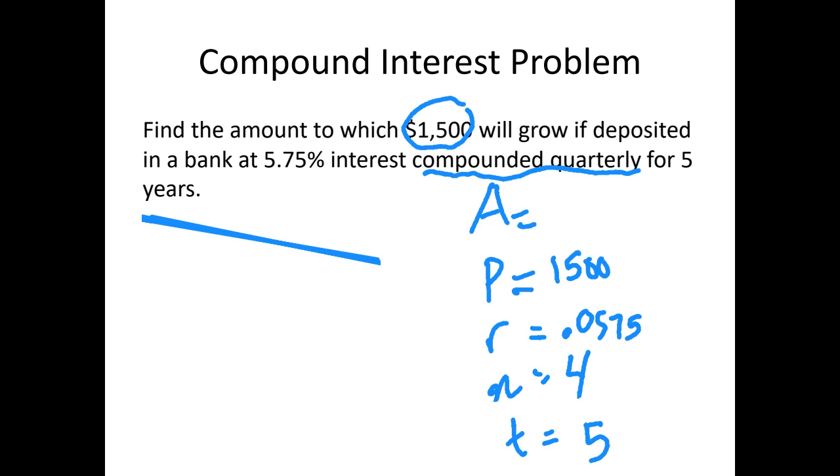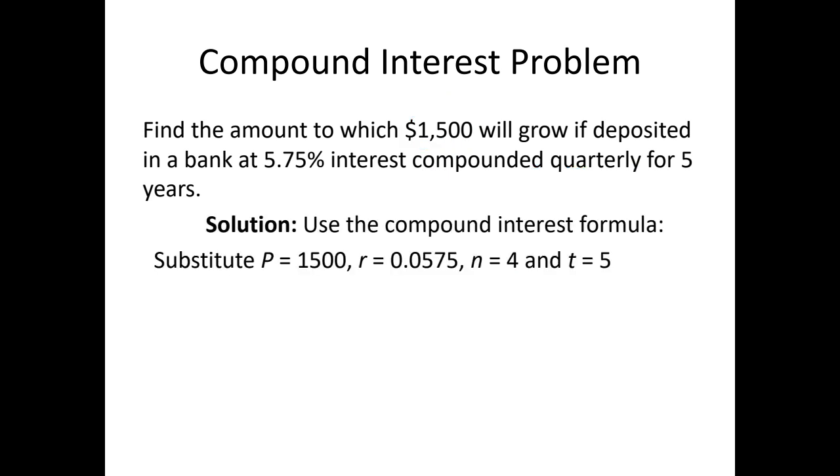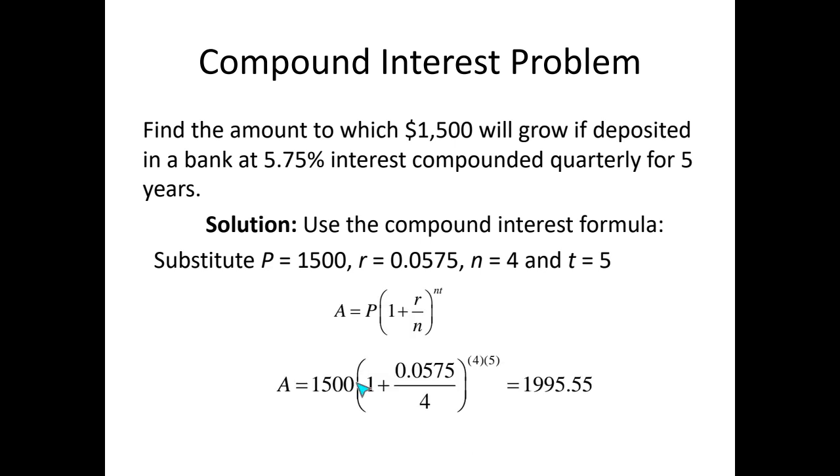Let me just go to the next slide. These are the numbers we just found, and if we plug them into the formula, then we're going to have 1500 times (1 plus 0.0575 divided by 4) raised to the power of 4 times 5.